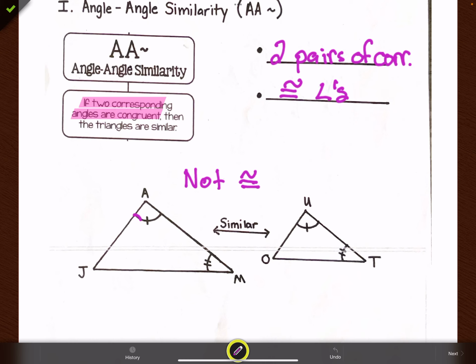So if I look, angle A is congruent to angle U. So that is just like last week, 1 pair of angles. And then angle M is marked as congruent to angle T. So that's another pair of angles. And that's all you have to do for angle, angle. You just have to show 2 pairs of corresponding congruent angles.